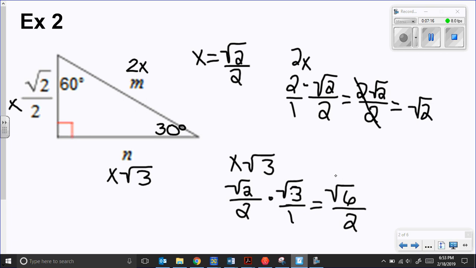So we know that this is n, this is m, and we already knew that the short side was square root of 2 over 2.